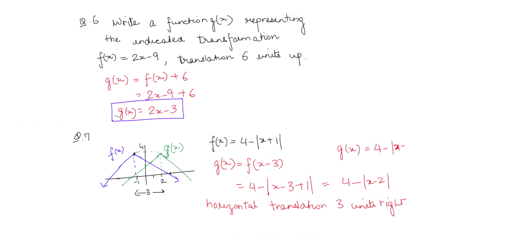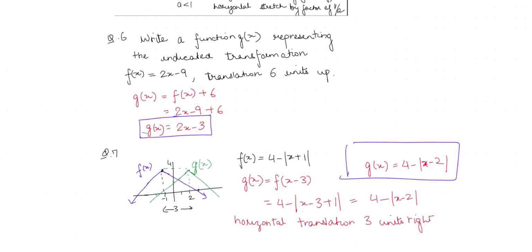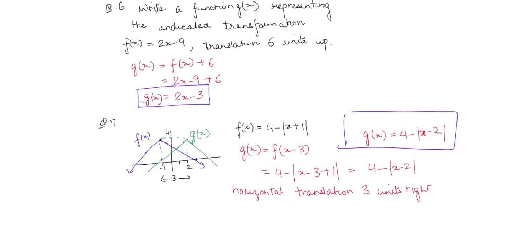So this is 4x minus 2. So this is our answer. We can see here in our rules also that this was horizontal translation 3 units right. Okay, let's do one more problem.